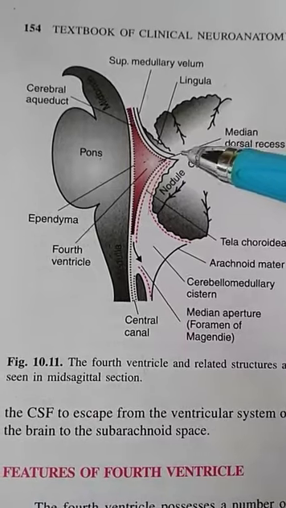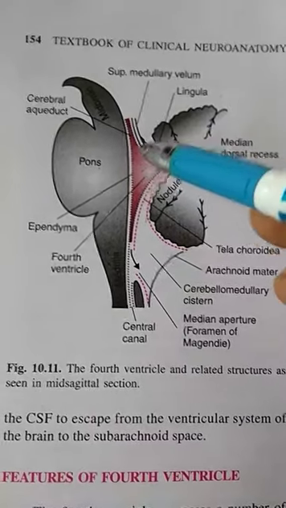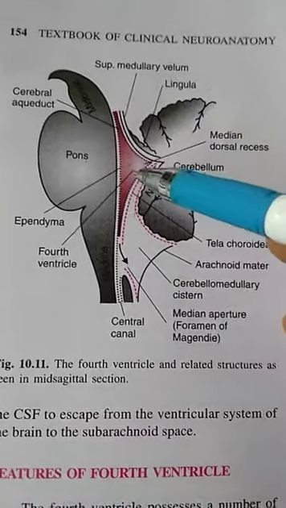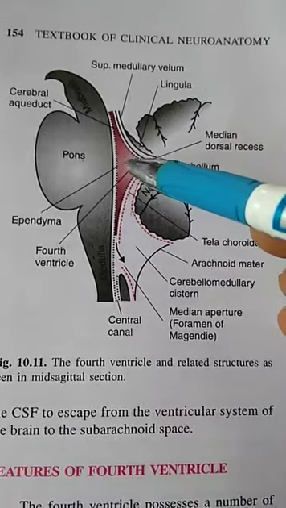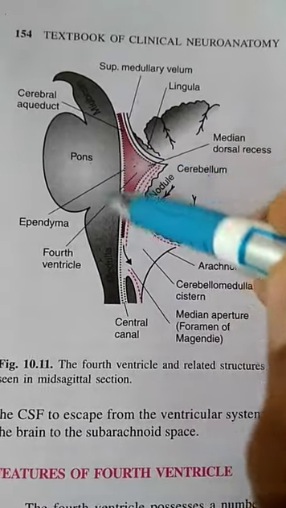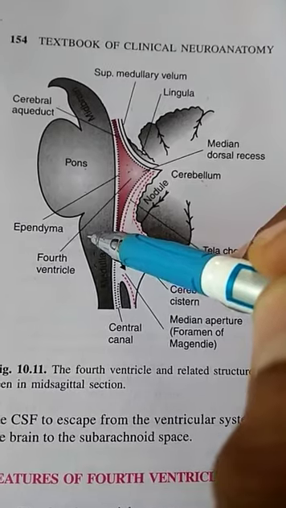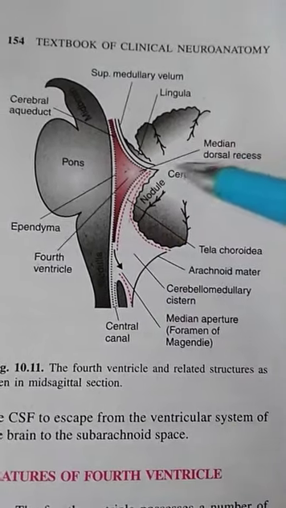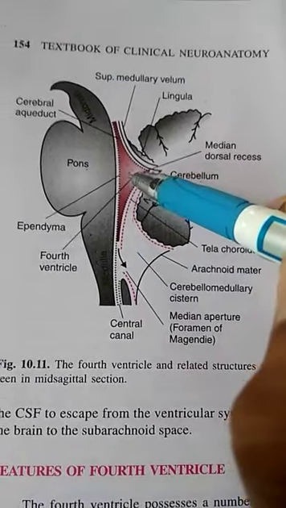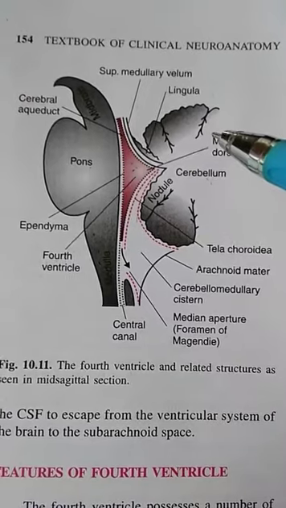Next thing, what is the location of the fourth ventricle? As you can see over here, it is placed behind the lower part of the pons and upper part of the medulla and in front of the cerebellum, exactly in the posterior cranial fossa.